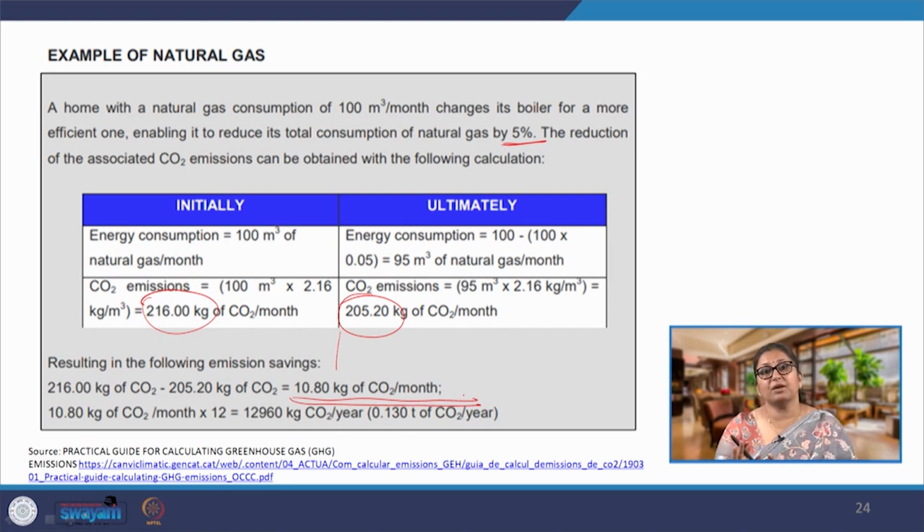So, I hope we are very clear about the accounting, what are the different approaches to accounting, what are the different steps to be followed, methods, and how do we go ahead with accounting in this lecture.